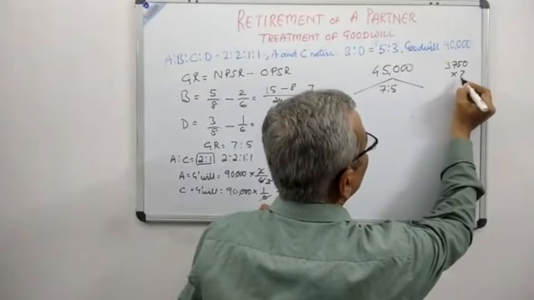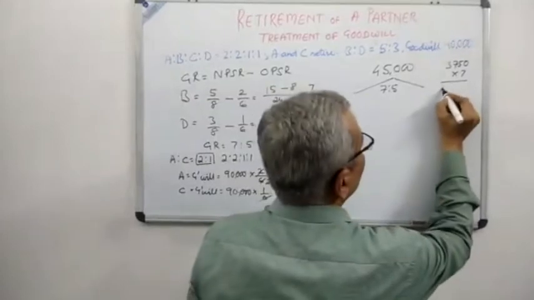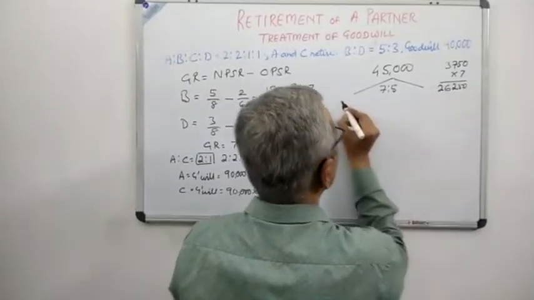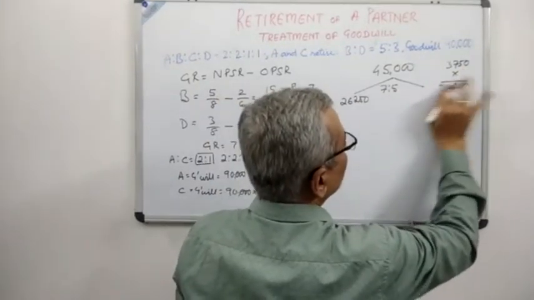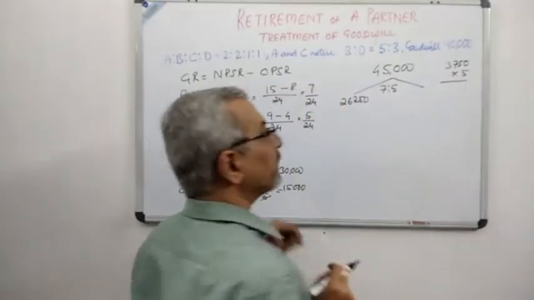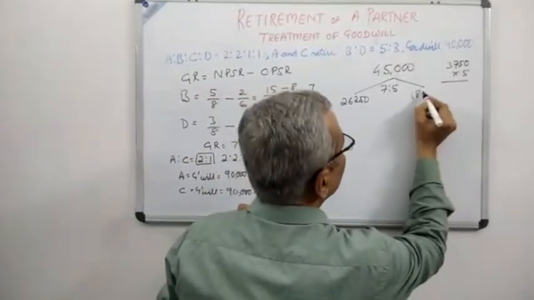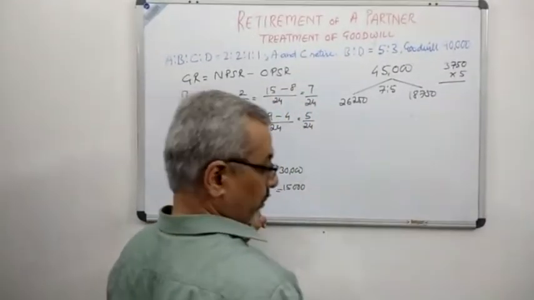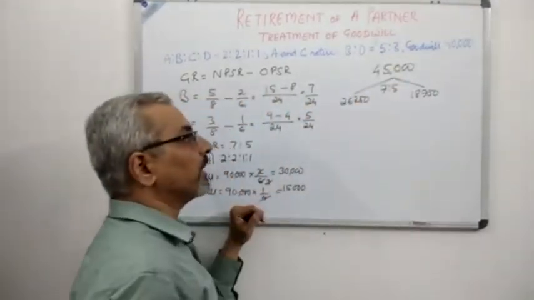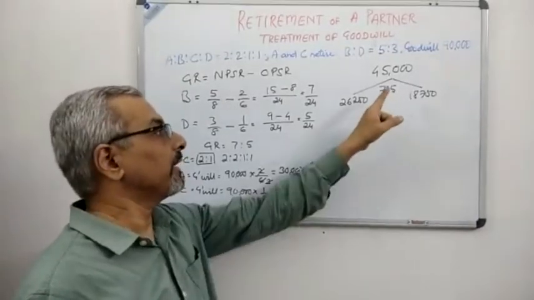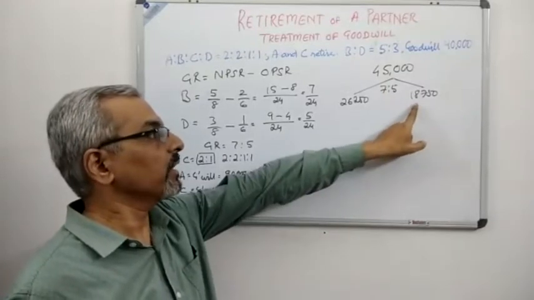Now 3,750 into 7 will give us a figure of 26,250. So the first partner 26,250, and if we multiply 3,750 by 5, it gives us 18,750. So this is the calculation which I have just now done. I hope it's very clear. First I divided it by 12 and I got 3,750, and then I multiplied that by 7 to get 26,250, and then I multiplied 3,750 by 5 to get 18,750.